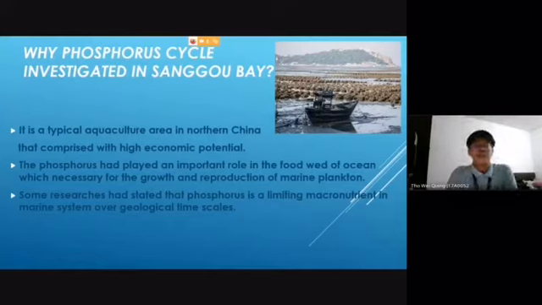Phosphorus plays an important role in the food web of the ocean, which is necessary for the growth and reproduction of marine plankton. Some research has stated that phosphorus is a limiting macronutrient in marine systems over geological timescales, which means it will be lacking at certain times such as autumn and summer. Hence, it's crucial to investigate the phosphorus cycle in Sanggou Bay to better understand the phosphorus cycle and its relationship to large-scale aquaculture activities.